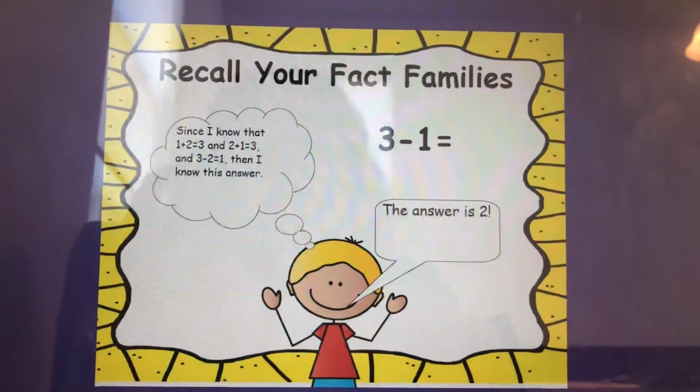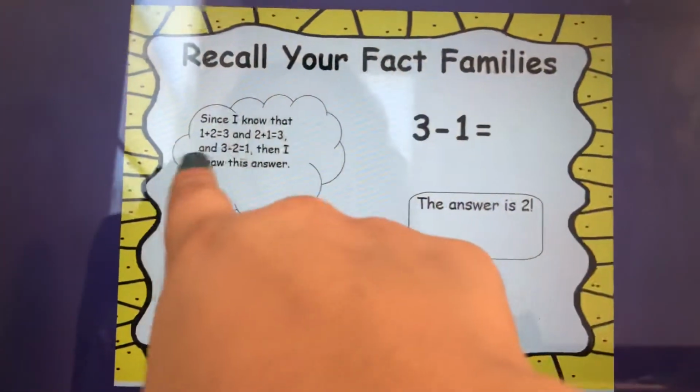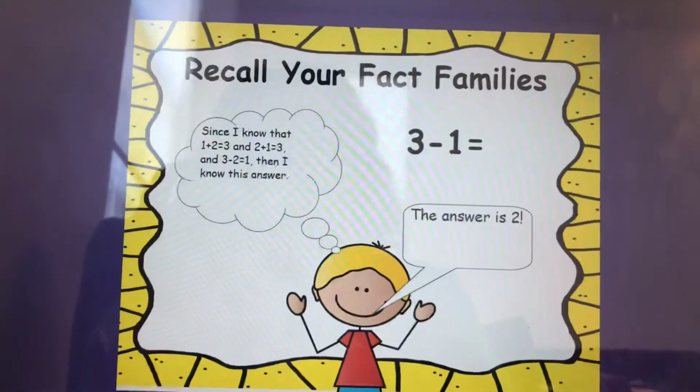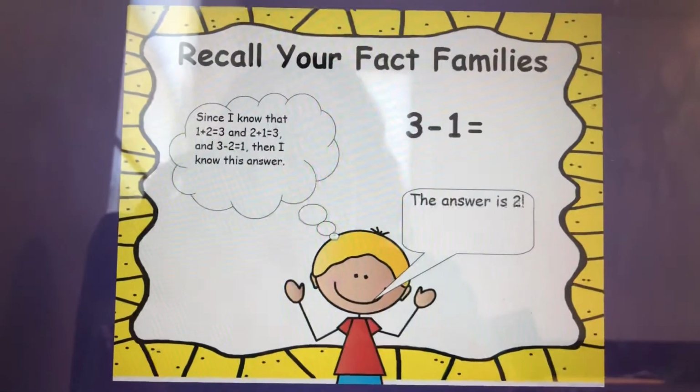We've talked about fact families or related facts. So if I have 3 take away 1, and I know that 1 plus 2 is 3, and 2 plus 1 is 3, then I know that 3 take away 1 would be 2 because the numbers are all part of the same fact family.